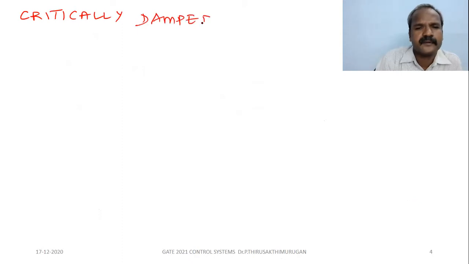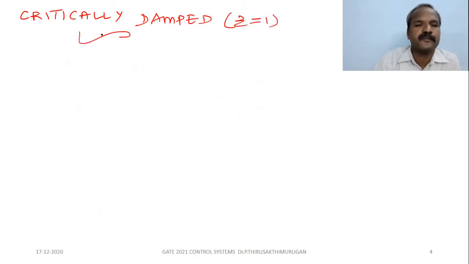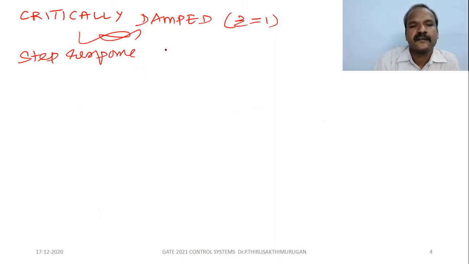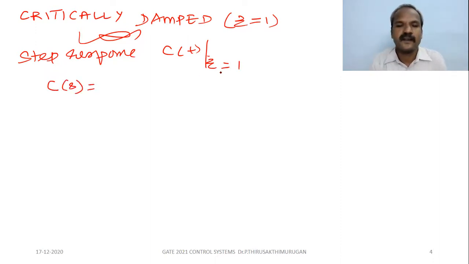Critically damped system, so zeta equal to 1. So, step response of critically damped system. C of t at zeta equal to 1. So what is C of s? C of s, substitute zeta value 1.